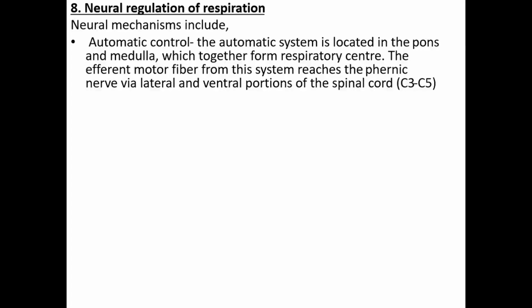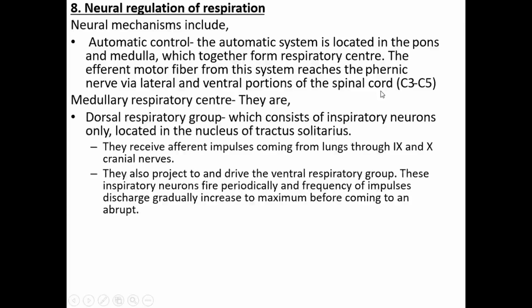Neural regulation of respiration. Neural mechanisms include the automatic control. The automatic system is located in the pons and medulla, which together form the respiratory center. The efferent motor fibers from this system reach the phrenic nerve via lateral and ventral portions of the spinal column, C3 to C5.